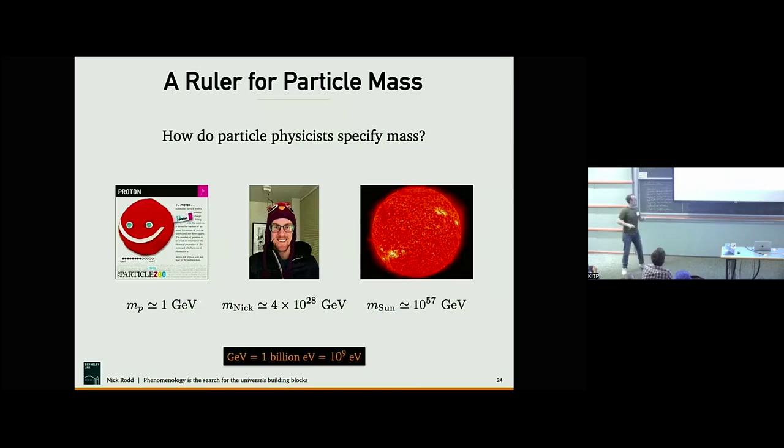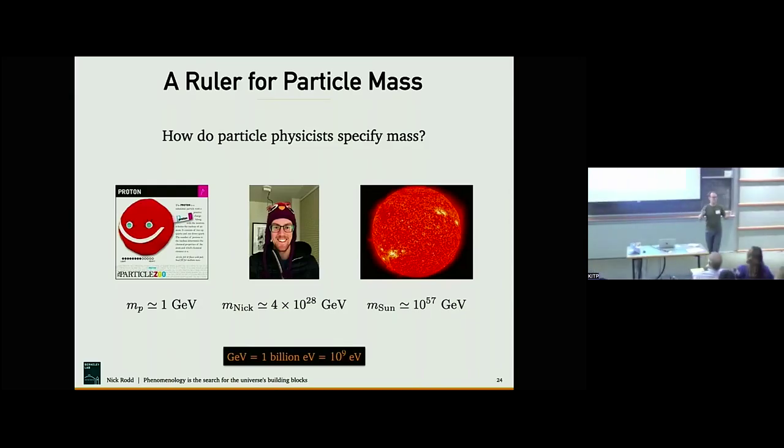Again, self-serving, but I would posit that this is a much more interesting way to quote the mass of the sun than measuring it in kilograms. The reason is that we know the dominant constituent of the sun is hydrogen. And hydrogen is a proton and an electron, so most of the mass comes from the proton. So if I tell you that the sun has a mass of 10 to the 57 GeV, I actually know that there's roughly 10 to the 57 particles in the sun. So I've actually learned something about the sun.